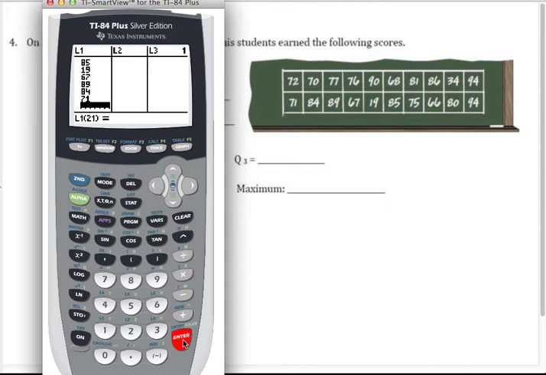Okay, it says L1 21 down here in the bottom with a little equal sign on your graphing calculator. That means they want you to enter your 21st piece of data. Well, we only have 20, so we're done. We've entered everything we need.